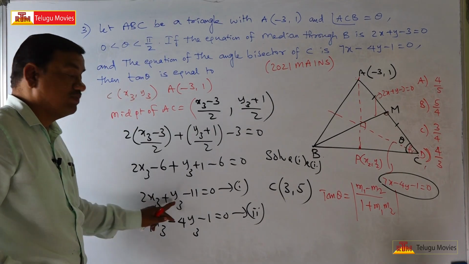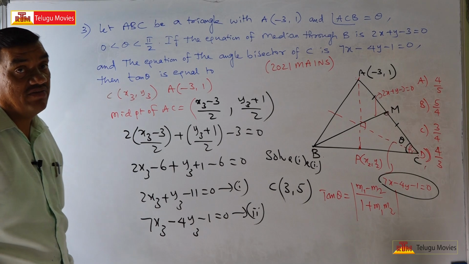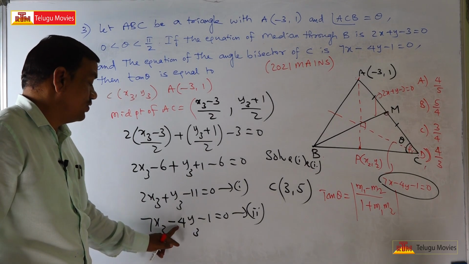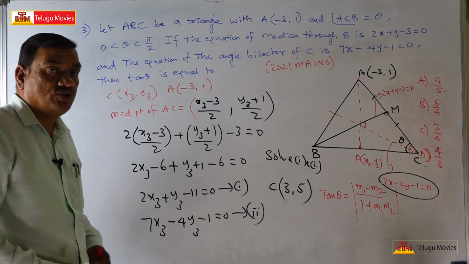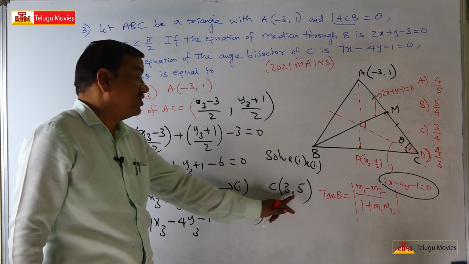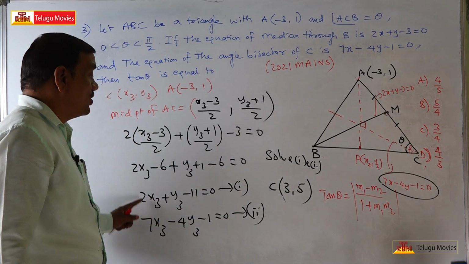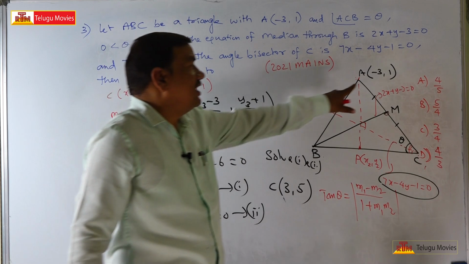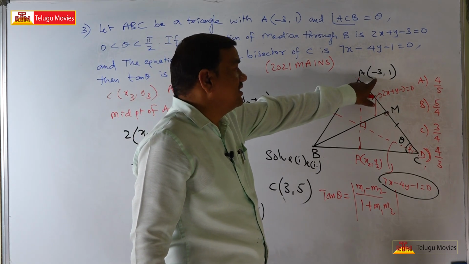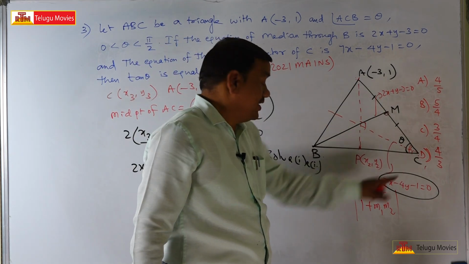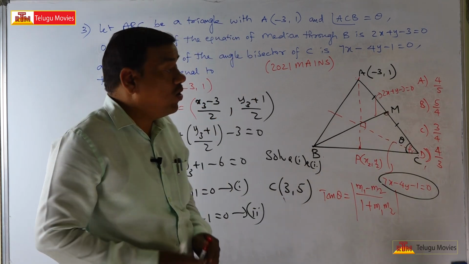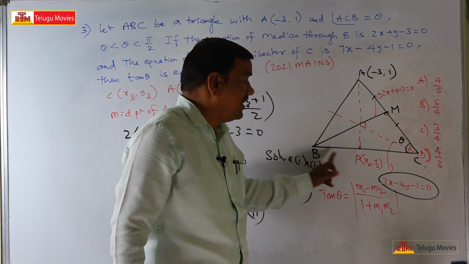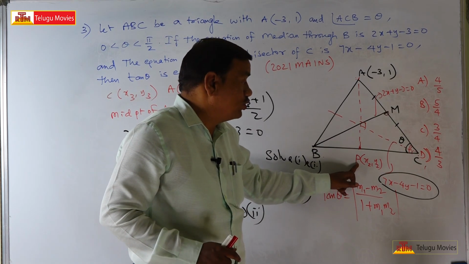2 3s are 6, 6 plus 5 is 11, 11 minus 11 is equal to 0. 7 3s are 21, 4 5s are 20, 21 minus 20 minus 1 is 0. So therefore (3, 5) is the point of intersection of these two lines. Luckily, we got A as minus 3 comma 1 and C as 3 comma 5. Now, instead of finding B, I will find out the point P (x2, y2).